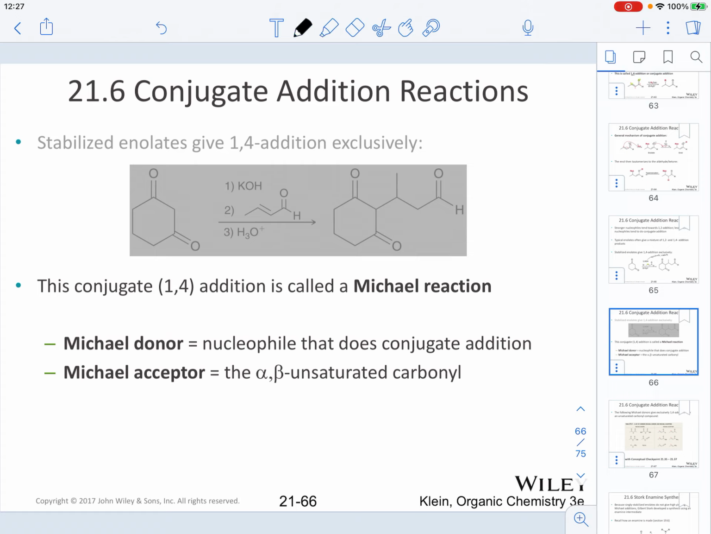Now, understand that this 1,4 addition that was presented in the previous slide is actually called a Michael reaction. And in a Michael reaction, we're going to have two components, a Michael donor and a Michael acceptor. The Michael donor is going to be the nucleophile that does the conjugate addition, and the Michael acceptor is going to be the alpha beta unsaturated carbonyl system that is going to be making the new bond with that Michael donor.